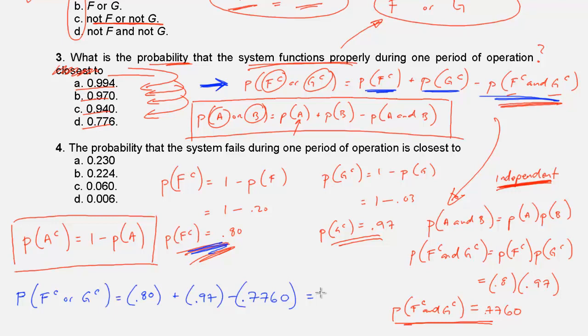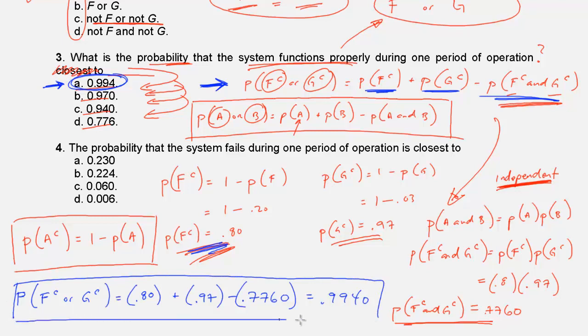It comes out to be 0.9940. Okay, so you can see that originally, that was one of the options. We didn't have the benefit of that, but here we can see that, of course, our answer does match up with one of the ones. And that is our answer.